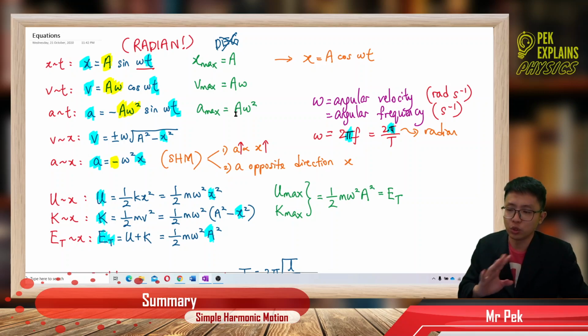When we want to find the maximum acceleration, we just want the magnitude. No need for the negative sign. You just put A omega squared. Sometimes the question will come with sine, sometimes the question will give cos omega t.